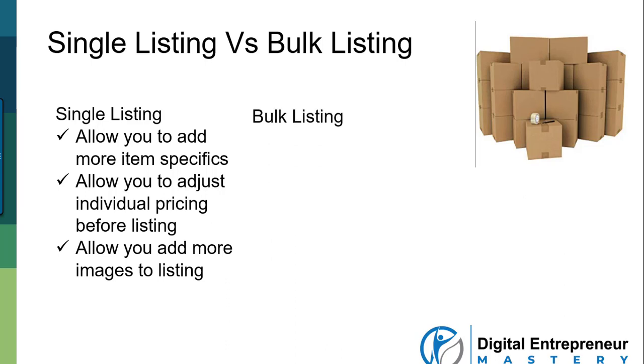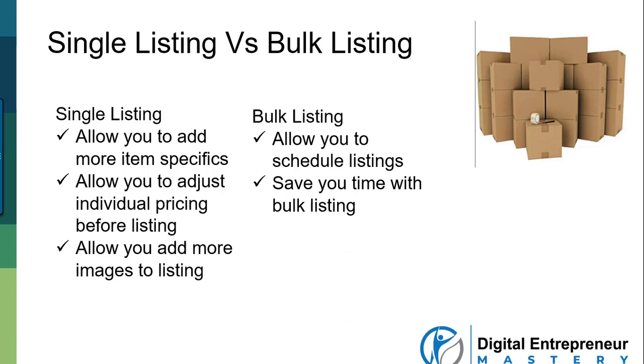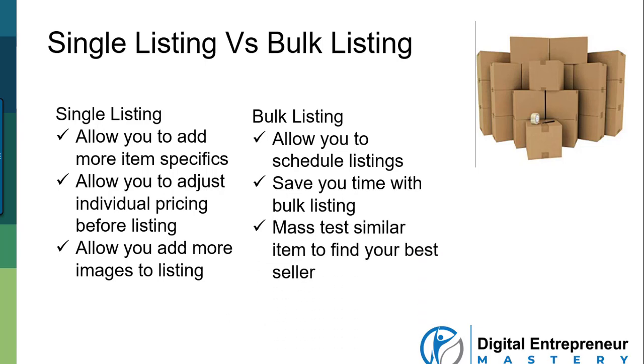Whereas in bulk listing, you can schedule your listing. If you want to publish your listing at a certain time of the day, you can do so using the bulk lister. It also saves you time when doing bulk listing, and you can mass test similar products. I'll show you in a while what I mean by mass testing individual product types.